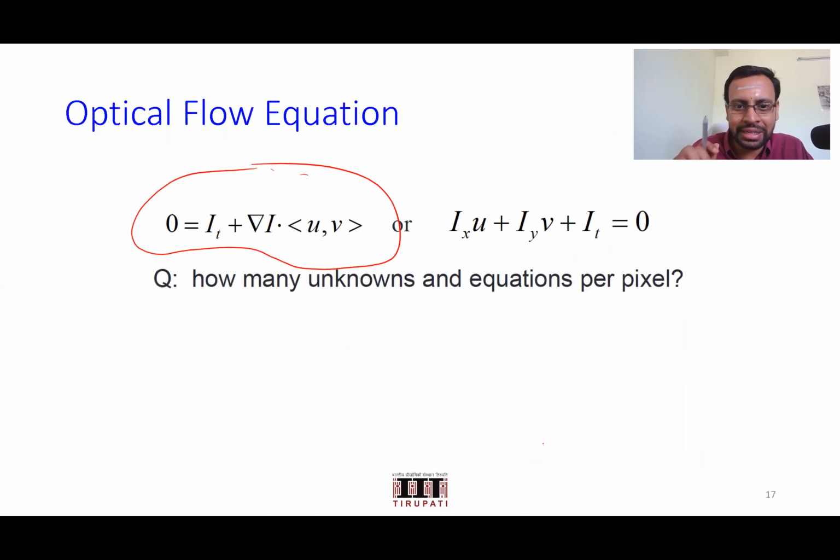And then you also try to answer by the next class, how many unknowns and equations per pixel are there in this problem? Is the solution unique here or not? That's something I would leave you with.